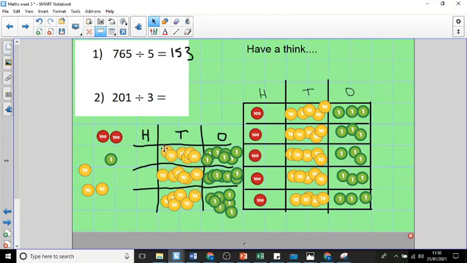So we can see then we've got 10, 20, 30, 40, 50, 60 in each of the 10s. And I think this is the easiest one to count here. 1, 2, 3, 4, 5, 6, 7. So the answer would be 67.